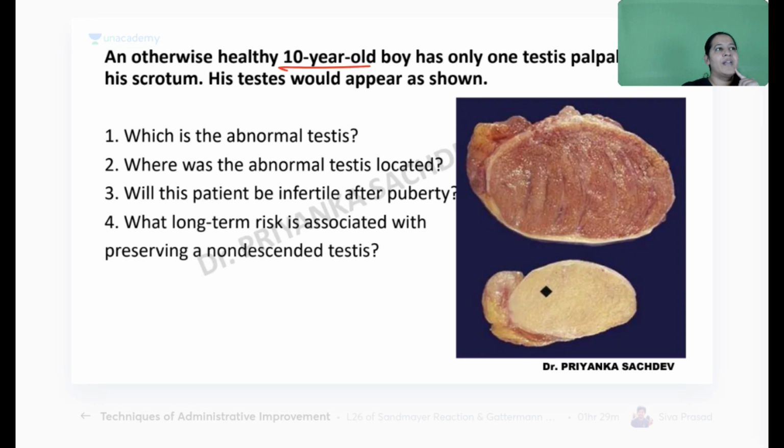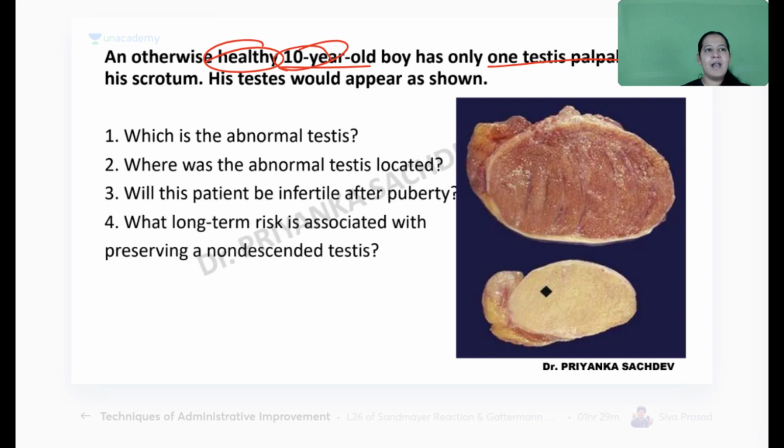A 10-year-old otherwise healthy boy. He's absolutely healthy. He doesn't have any problem. He's a kid, a 10-year-old boy. He is having only one testis in the scrotum. The other testis is not palpable in the scrotum. So parents got worried. You have only one testis. Where is your other testis? So they brought the boy to you.